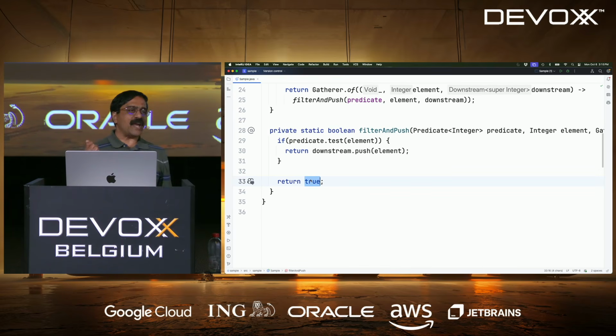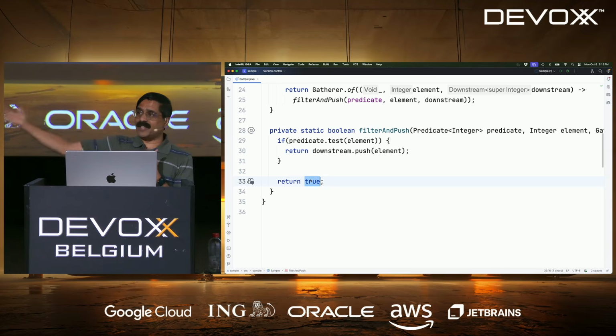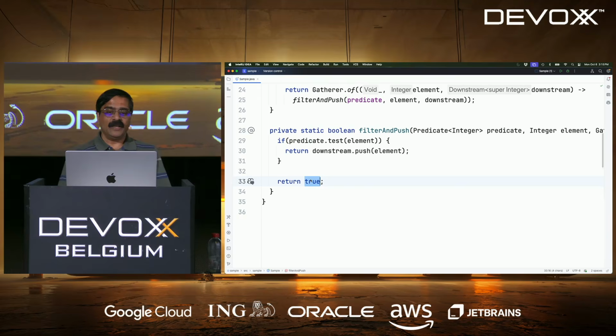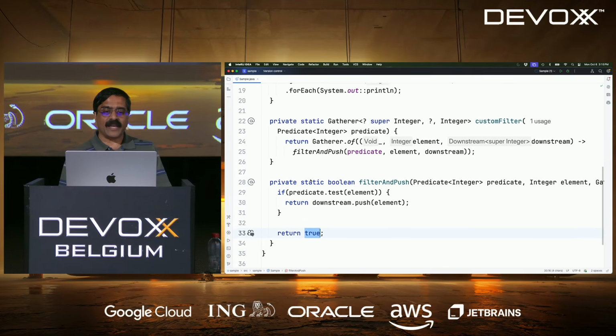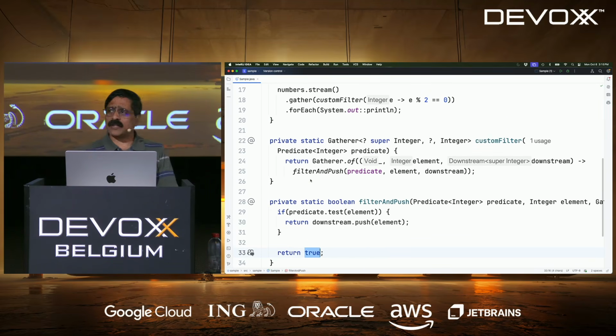A filter says, if the value is good, push it. If the value is not good, throw it away. If I push it, the downstream tells me it wants more. If I don't push it, if I threw away the data, I still need more data to be used. So I got to ask it for a true. So that's basically the idea here. And that's the entire code for us to implement our custom filter.